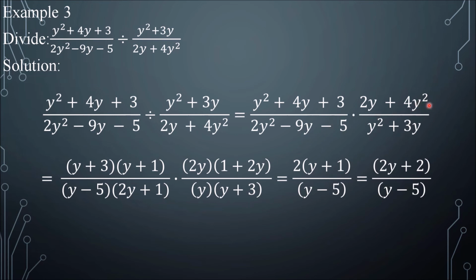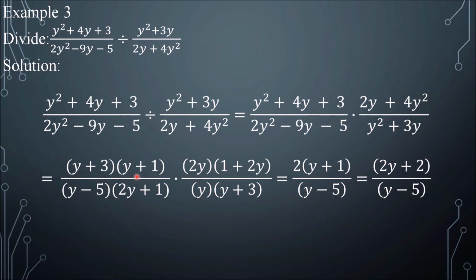2y plus 4y squared has a common monomial factor of 2y. So extracting that, we have 1 plus 2y as our remaining factor. Now, for the denominator, y squared plus 3y, the common there is y. Extracting, the remaining now is y plus 3. So this is now the factored form of everything. Next, as you can see, there is y plus 3 and y plus 3 in both numerator and denominator. So we will cancel that.